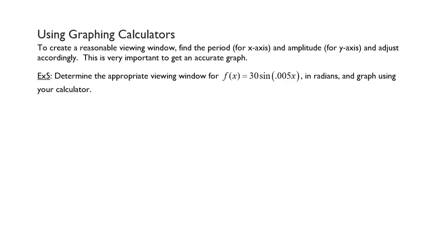If we determine the appropriate viewing window for f of x equals 30 sine of 0.005x in radians, we need to figure out the period, which will be the 0.005, which is k, and we'll divide 2 pi by 0.005. So let's see what that gives us.